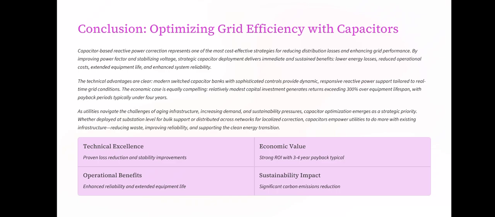As utilities navigate the challenges of aging infrastructure, increasing demand and sustainability pressure, capacitor optimization emerges as a strategic priority, whether deployed at substation level for bulk support or distributed across networks for localized correction. Capacitors empower utilities to do more with existing infrastructure, reducing waste, improving reliability, and supporting the clean energy transition.